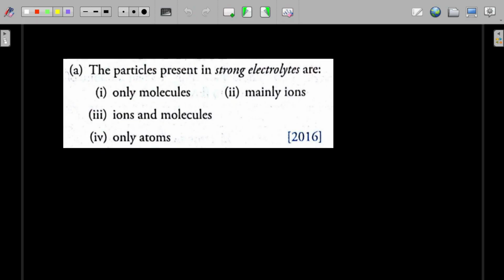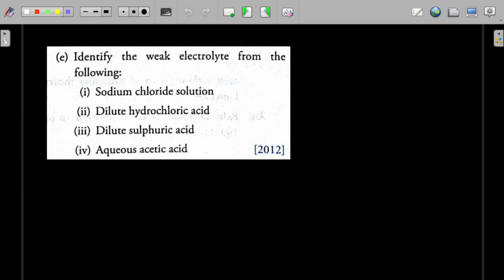Now comes the particles present in strong electrolytes. Chanvi, can you tell me? So it's mainly ions. Very good. Can you tell me in which case it will be only molecules? Only molecules is when it's a non-electrolyte. Very good. And when it's a weak electrolyte, it has ions and molecules. Right, correct. So all the three kinds of particles we have seen here.